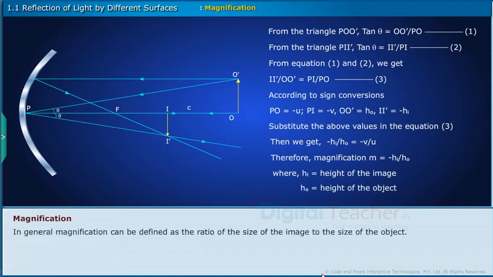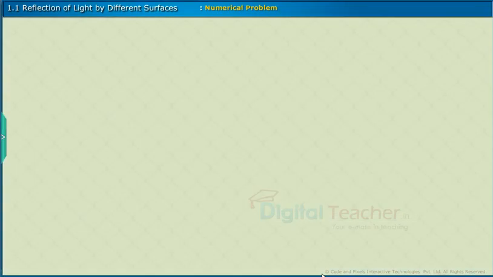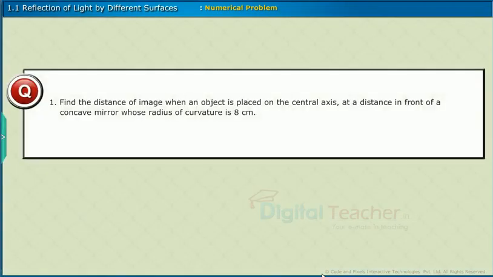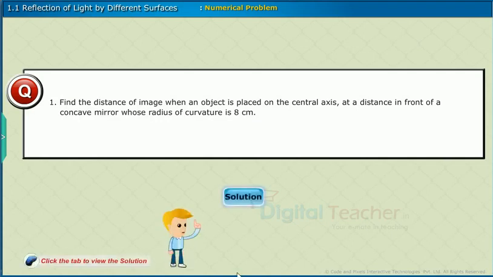In general, magnification can be defined as the ratio of the size of the image to the size of the object. That is, magnification M is equal to minus v by u. Numerical problem. Find the distance of the image when an object is placed on the central axis at a distance in front of a concave mirror whose radius of curvature is 8 centimeters. Click the tab to view the solution.